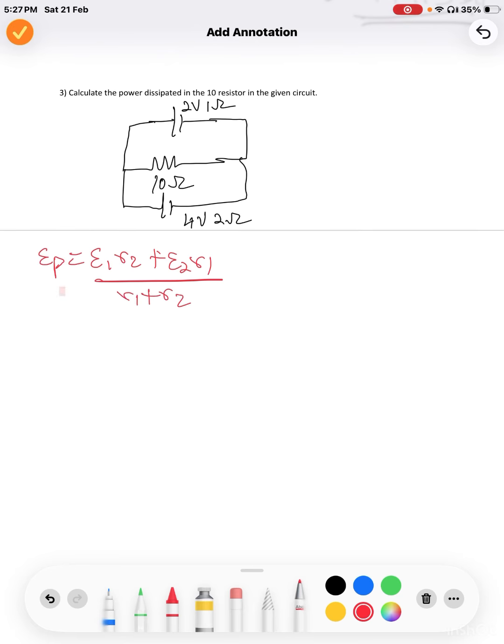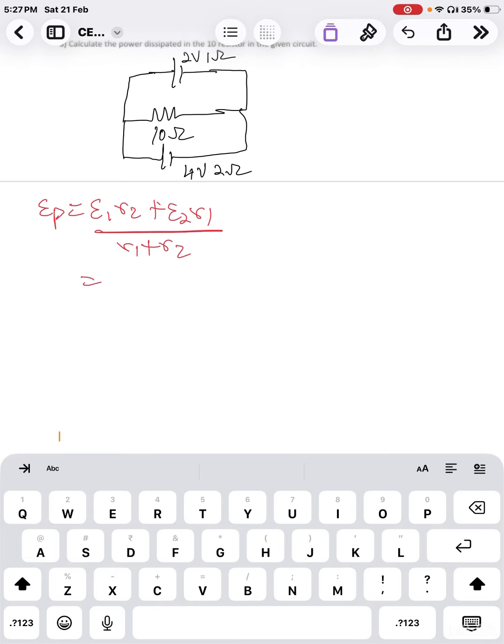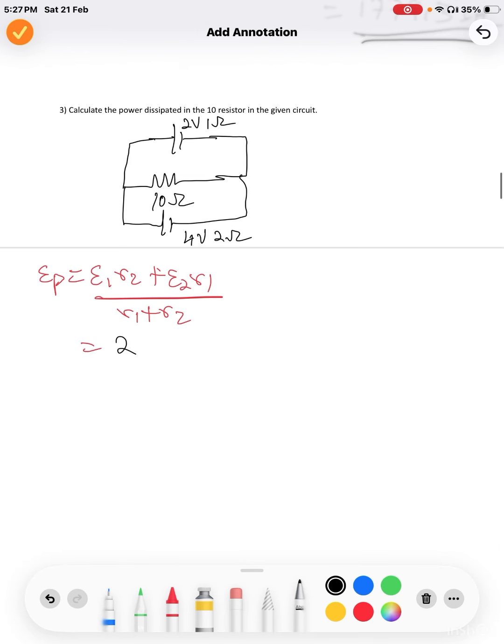So E1 is 2 volt, and R2 is 2, and E2. So what is the E2 value? 4. But what is the R1 value? 1. So R1 plus R2. So R1 value is 1 but R2 is 2.